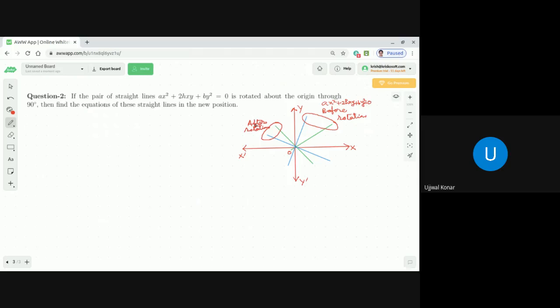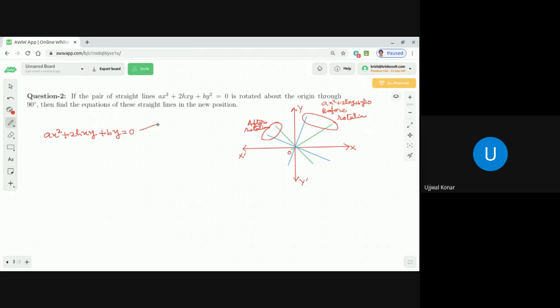The question is: what is their joint representation after rotation? Before rotation it is given as ax square plus 2hxy plus by square equal to 0. Now when both the straight lines are rotated 90 degrees about the origin, what will be their joint representation in the new position? The given equation, dear students, ax square plus 2hxy plus by square, is before rotation, and it is equal to 0.